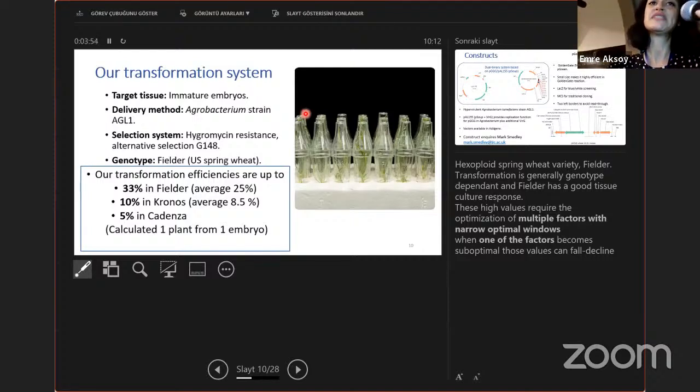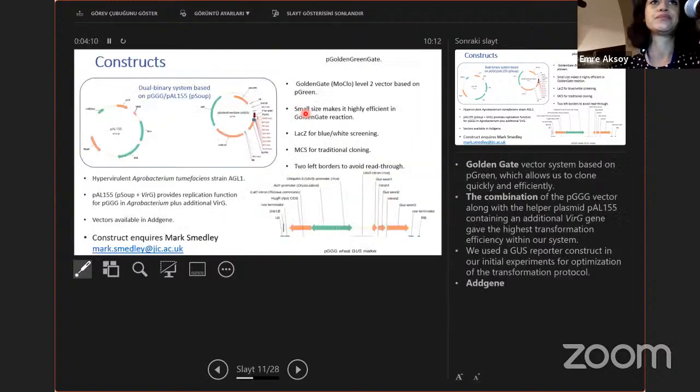But our transformation system, and others' as well, is affected by a lot of factors, and wheat is more sensitive than other crops. Even small changes in growing conditions of the donor plants make a big change, and efficiency drops drastically.